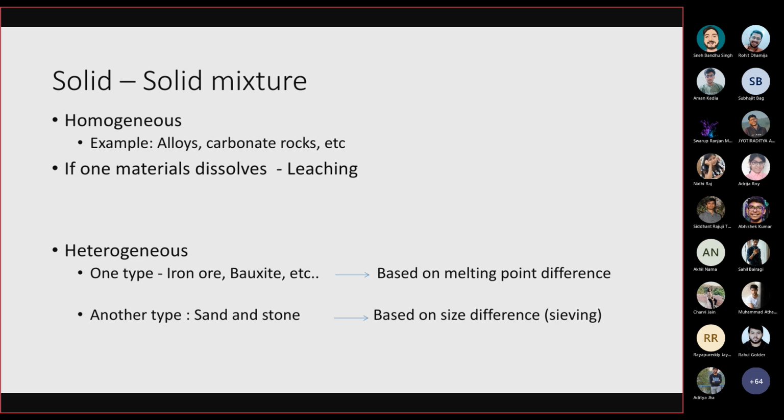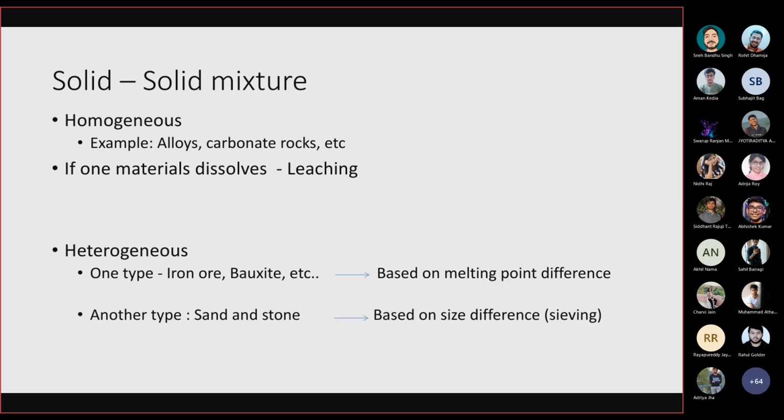In the leaching method, we use a liquid solvent in which one of the two solids dissolves more than the other material. In case of heterogeneous, if the melting point difference is high, based on a simple heating method, we can separate them into two single components. Another one is we can do the sieving method.